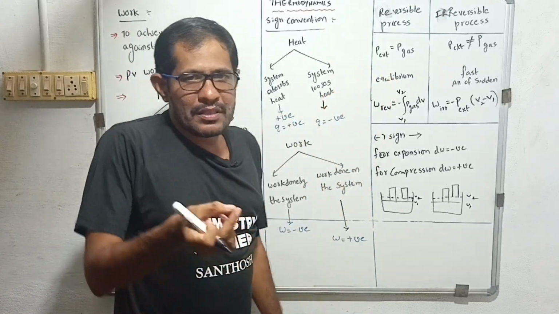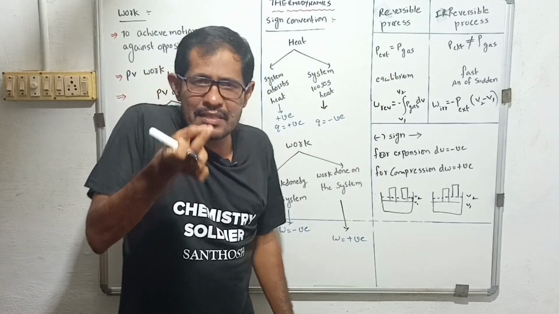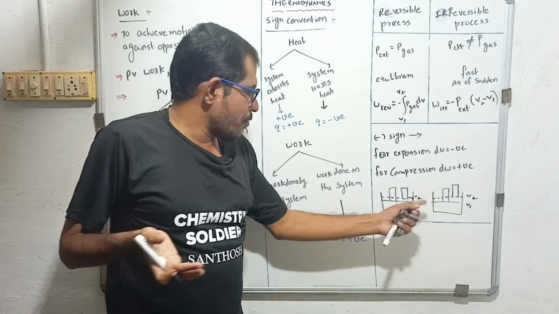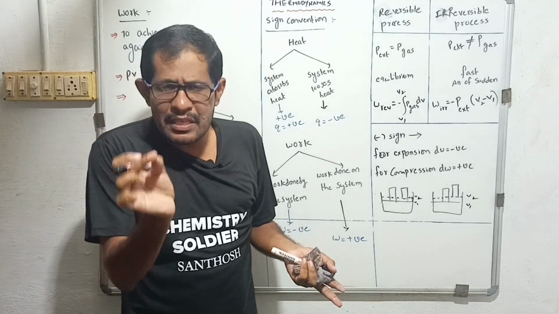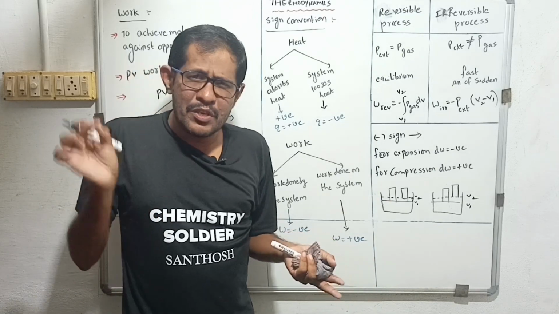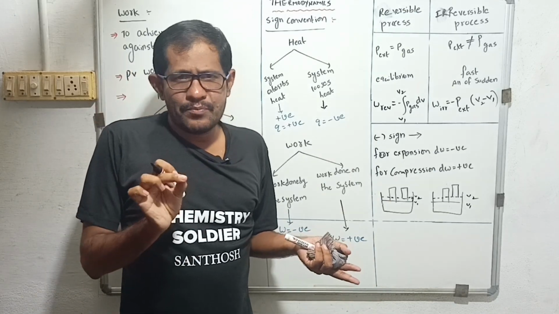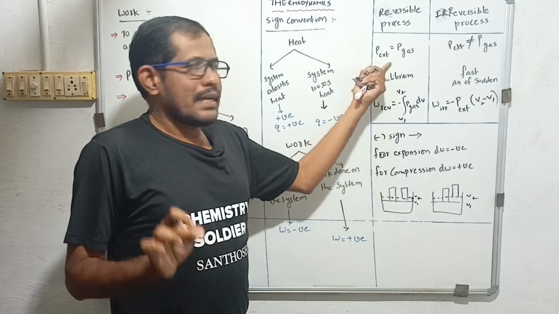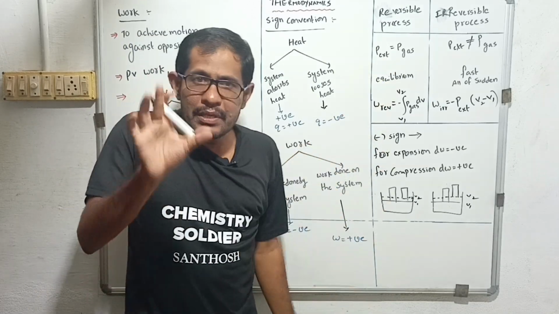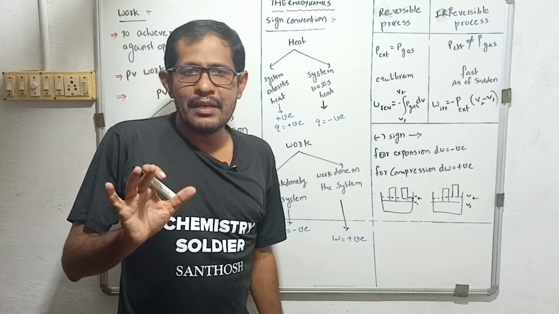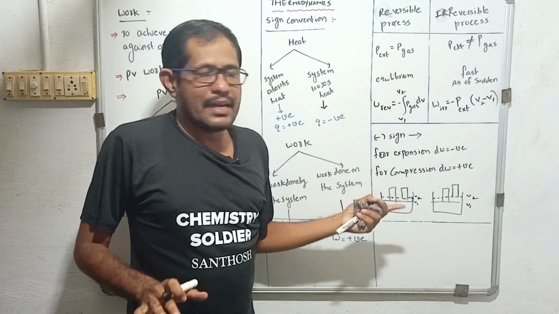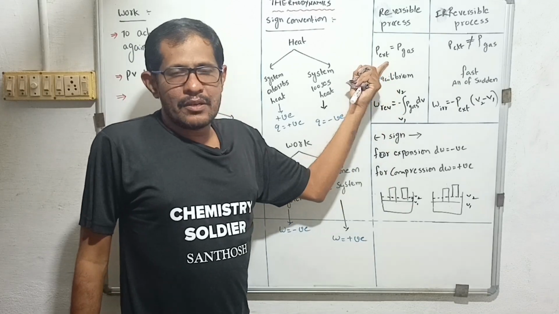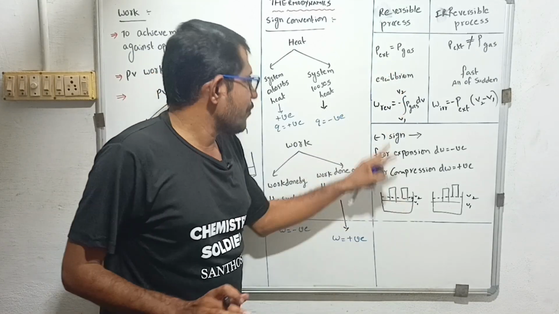In the reversible process, very small change is happening. N number of steps means moving from here to here takes 10,000 steps or 1 lakh steps, so each step is very small, a negligible change. That's why in a reversible process we can take P external equal to P gas.